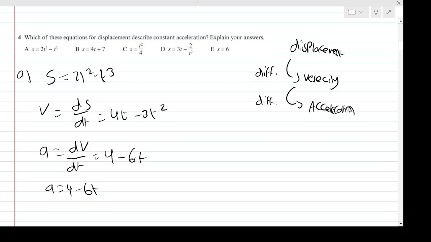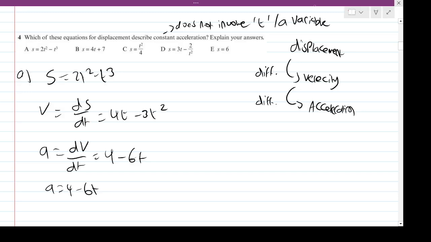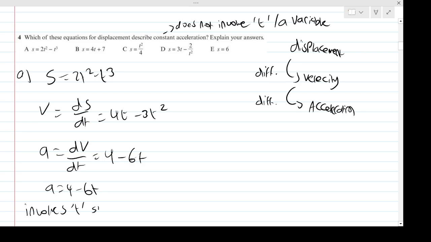Now, is that constant? Constant means it does not involve t or any variable. It's just a single, fixed number, right? But here, my acceleration is in terms of t, so it's not constant. It involves t. So the acceleration is not constant. Okay, and there we are.